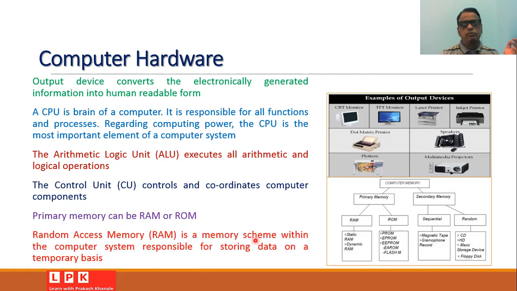RAM, which stands for random access memory, is a memory where the computer system stores the data on a temporary basis. Whenever you store something in the RAM, it will remain there as long as the power supply to the system is on. When you switch off your computer system, the content in the RAM will vanish. So you can say that RAM is a volatile memory. It will not retain its content for an indefinite interval of time.